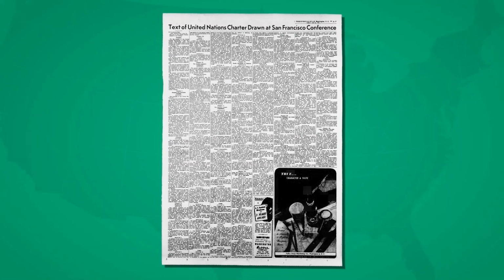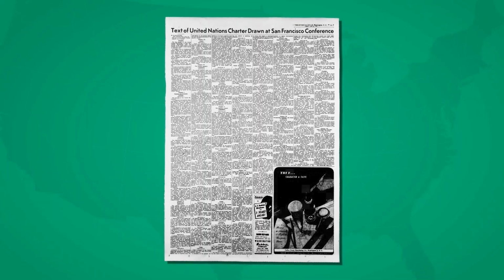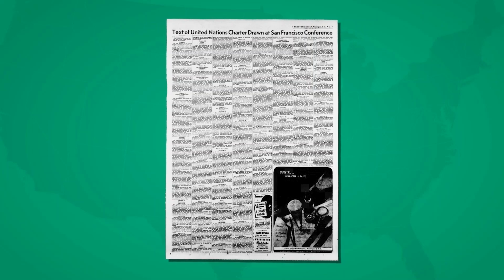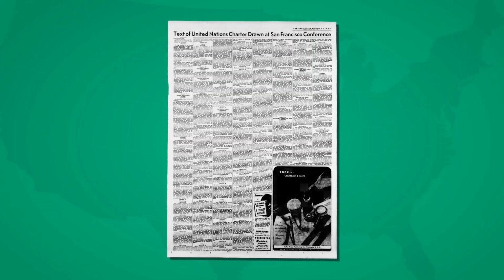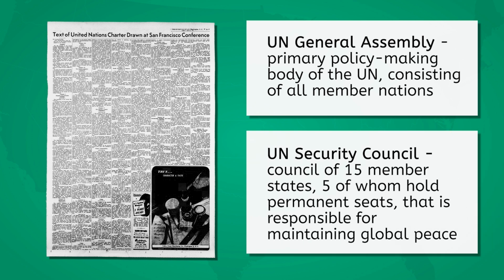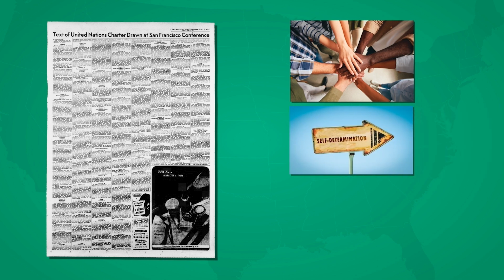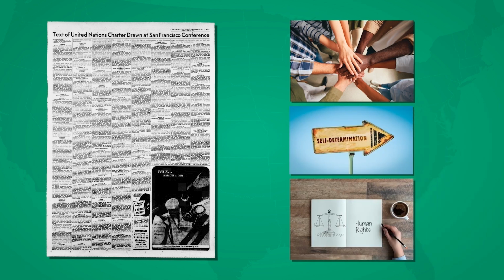The U.S. helped found the United Nations and hosted its inaugural conference in San Francisco, where leaders from 50 allied nations gathered to draft and ratify the UN's founding charter. This charter established the General Assembly, consisting of all UN member nations and serving as the primary policy-making body, as well as the Security Council, which is responsible for maintaining global peace and facilitating collaborative decisions among its 15 member states, 5 of whom hold permanent seats, while the other 10 are chosen by the General Assembly and serve 2-year terms.